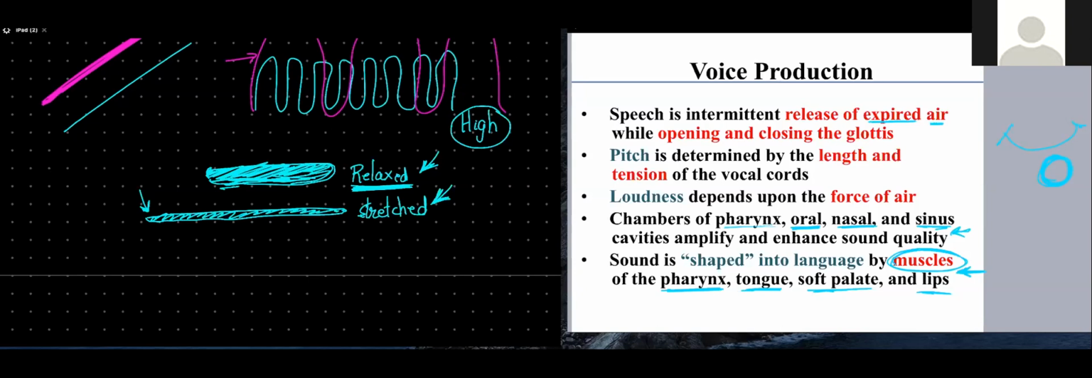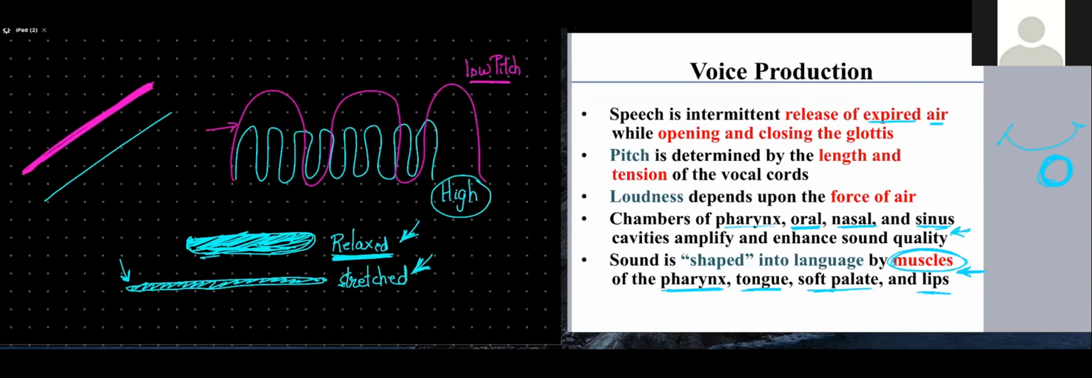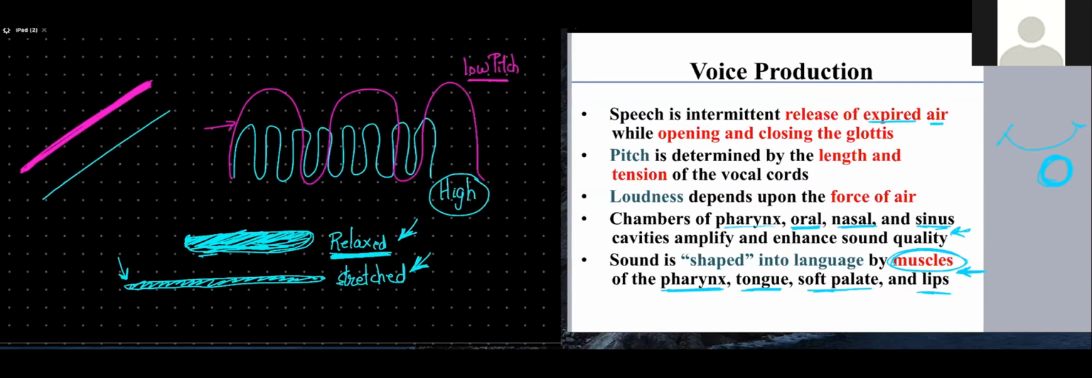So again, what determines the pitch of a sound is going to be how fast you've got the vibration. Slow vibration, low pitch sound. Fast vibration, high pitch sound. What's going to be determining this is whether the cord is relaxed or stretched.